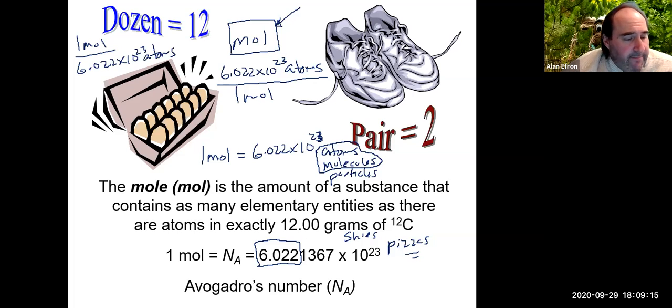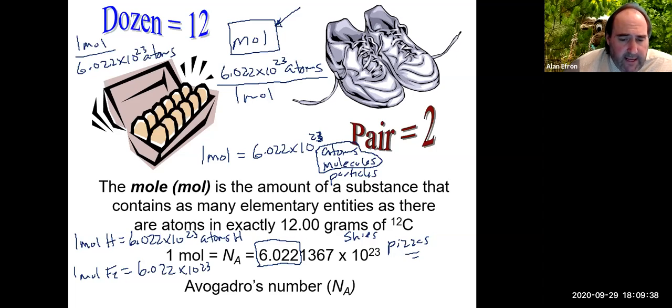And we essentially can pull Avogadro's number for anybody on the periodic table. So if I had 1 mole of hydrogen, it would have 6.022 times 10 to the 23 atoms of hydrogen. If I had 1 mole of iron, it would have 6.022 times 10 to the 23 atoms of iron. You could even do it for things that are not atoms, but things that are molecules as well.